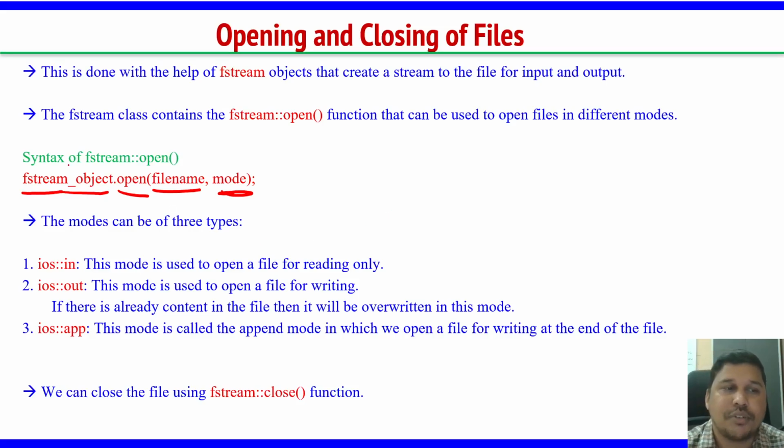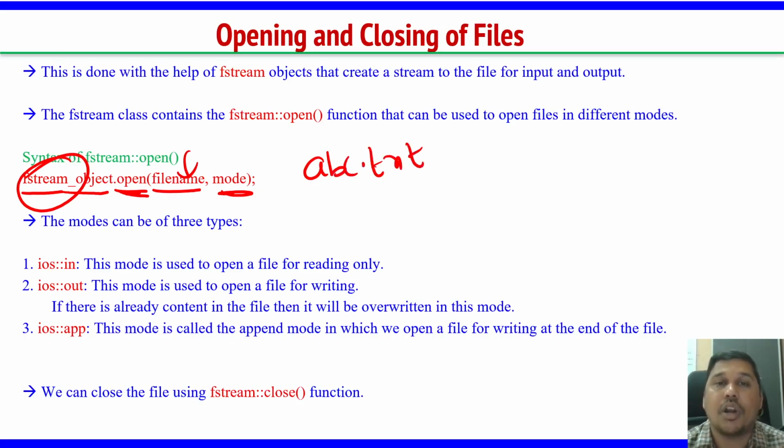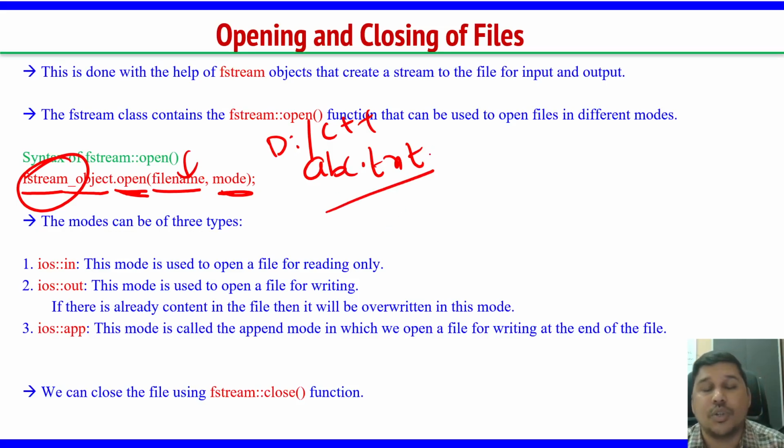So, fstream object dot open, where open is the default function name, then the file name. Which file do you want to open? Assume in your hard disk there is a file abc.txt already in some drive, maybe the D drive in a folder C++. You have this file in this location.